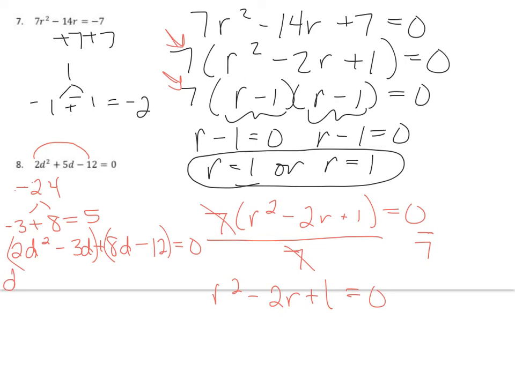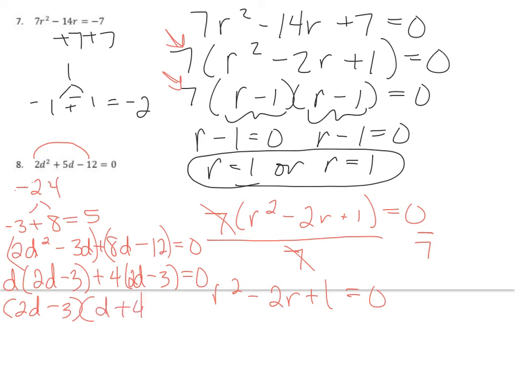I can take a d out of this first one. I'm left with 2d minus 3. I can take a 4 out of that one. I'm left with 2d minus 3 equals 0. Oh, 2. Whew. 2d minus 3 times d plus 4 equals 0.